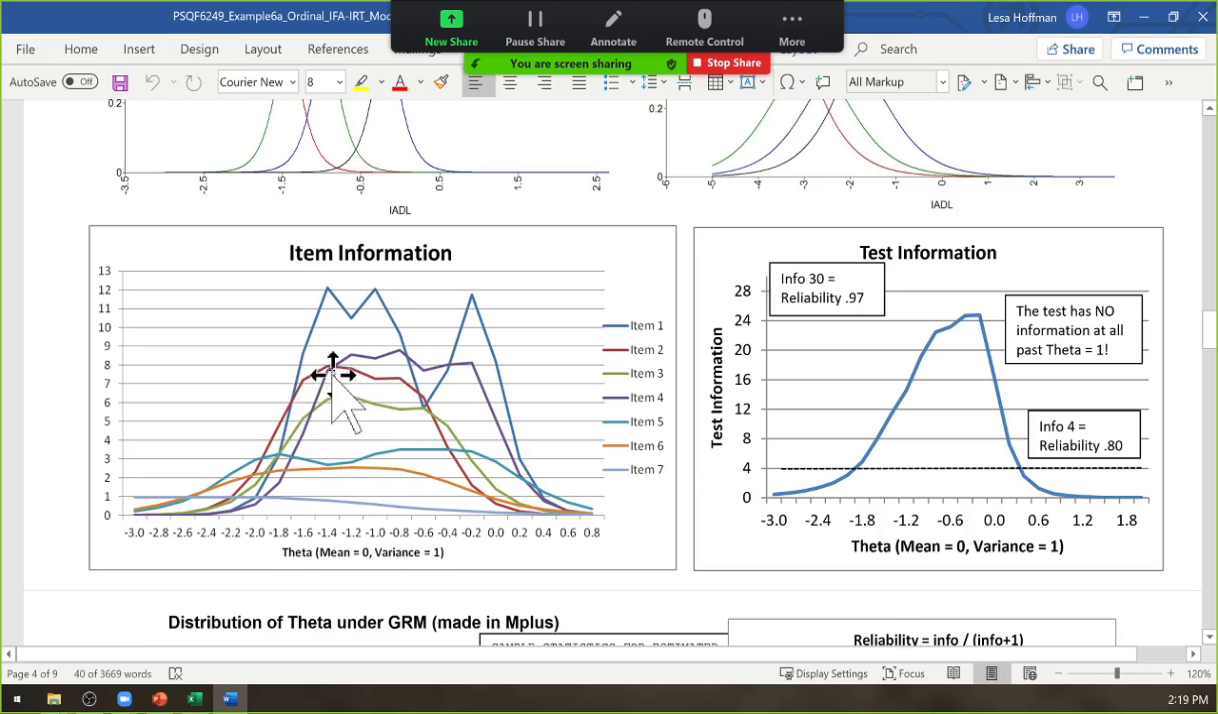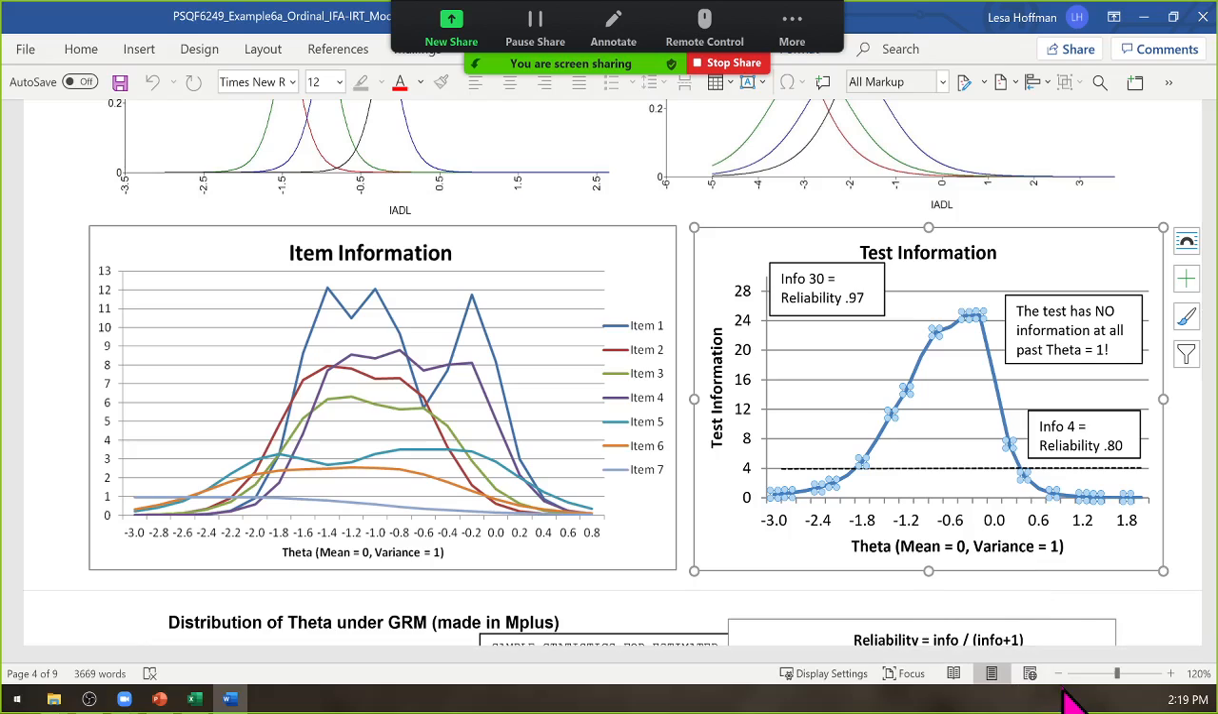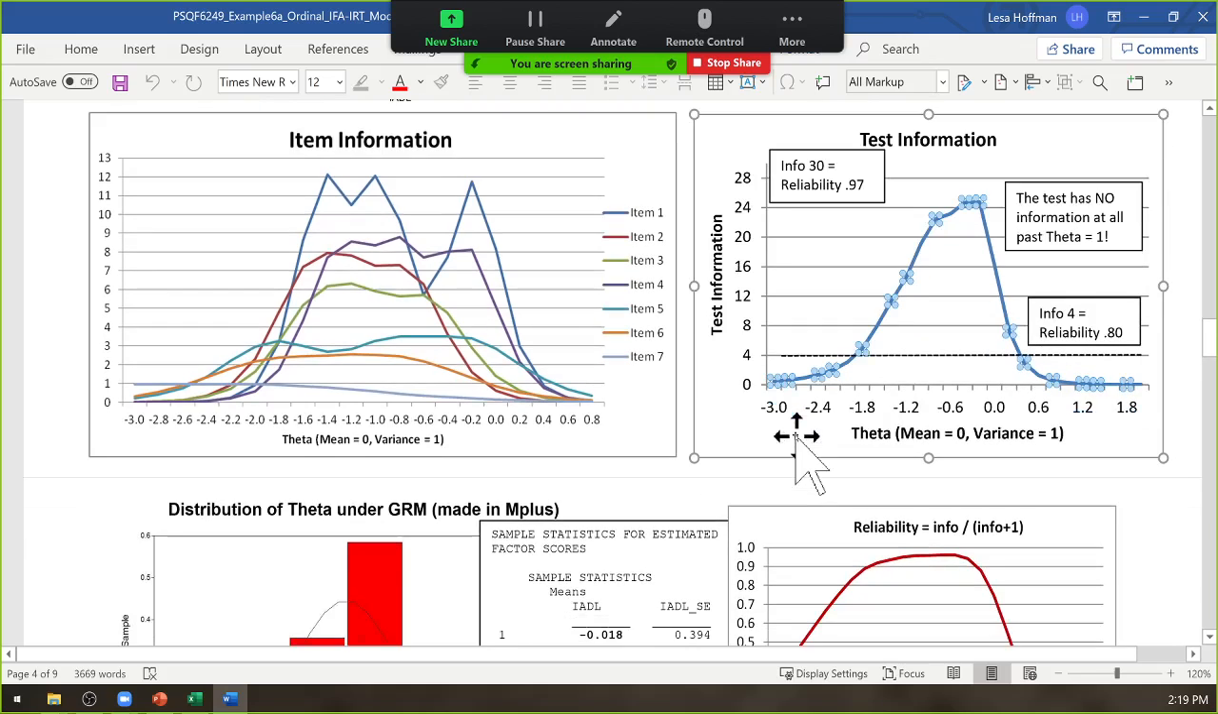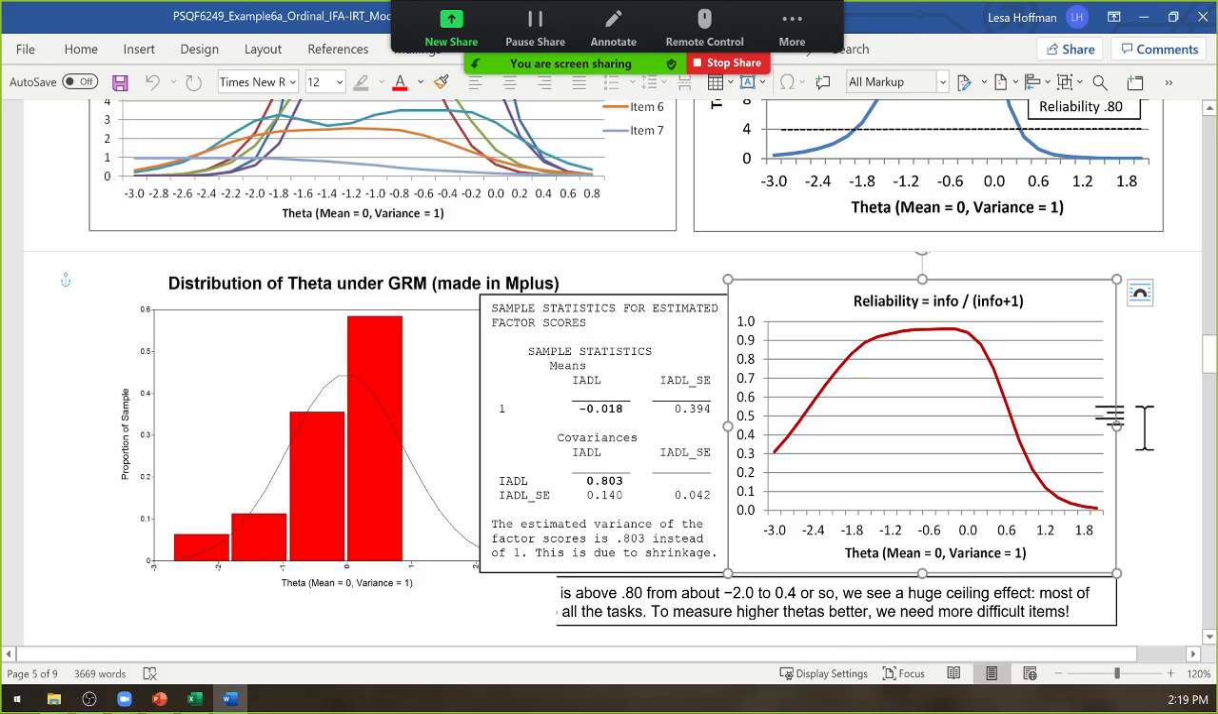If we sum all of these curves together, we end up with the test information curve, as it's known, on the right here. Test information is the analog of reliability. To convert it to reliability, it's information over information plus 1. And that picture is right here. So for whom are these 7 items going to be useful? What kind of person is going to be well measured by this instrument?